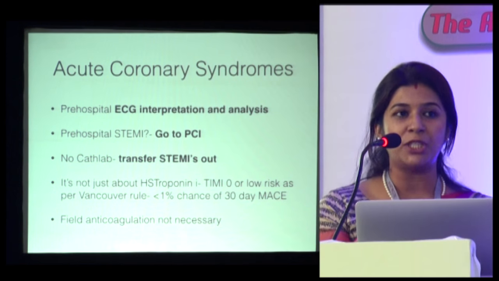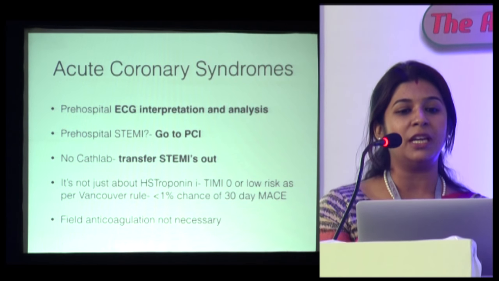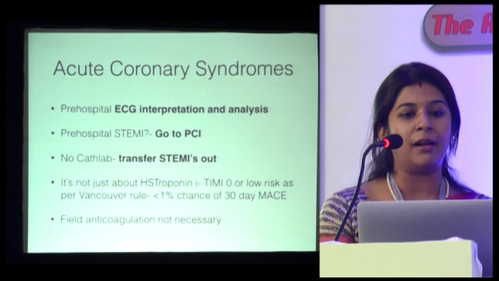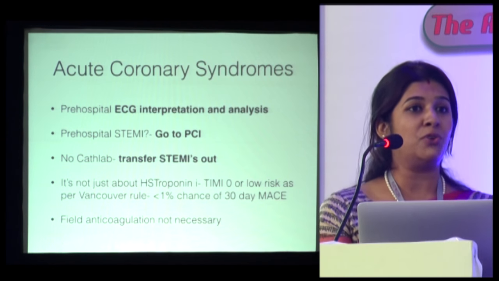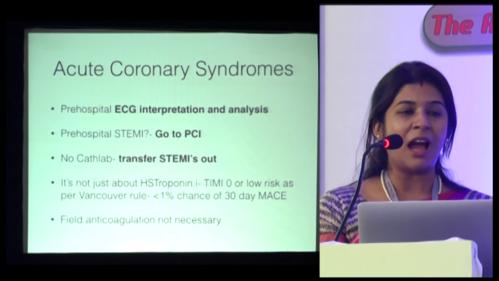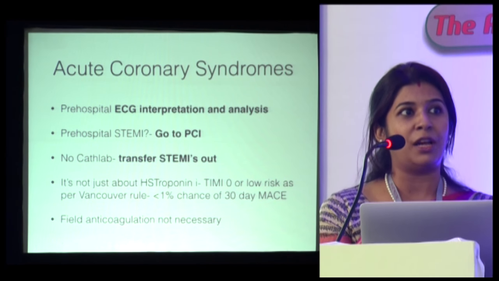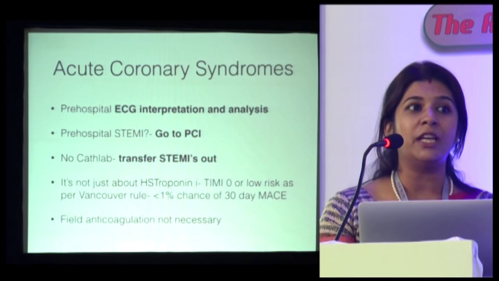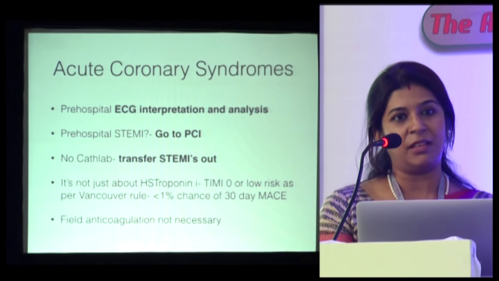Acute coronary syndromes need a special mention because that's the commonest cause of cardiac arrest, as we all know. Pre-hospital ECG interpretation and analysis by lay rescuers, along with computer analysis, is strongly recommended in the current guidelines. So if you have a STEMI, shift the patient to a PCI-enabled facility. However, if you do not have a cath lab, nowadays you see cath labs blooming in every nook and corner, you need to transfer the STEMIs out. But if the shifting is going to take too long, you need to consider reperfusion and then go for PCI. However, field anticoagulation has not been recommended very strongly because it increases the chances of bleeding and the benefit is not as great.